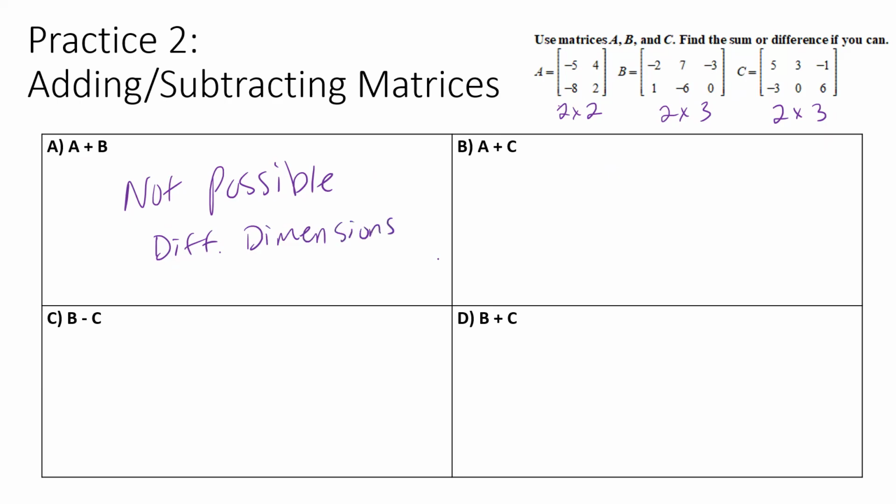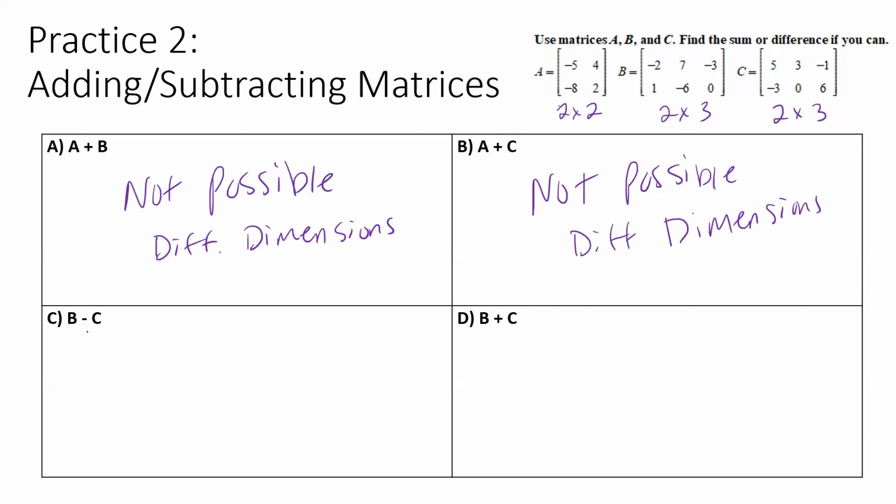You see how that works? Okay. What about A plus C? Can I do that? Not possible. Why is it not possible? Does have same numbers, different dimensions. Okay, so again, the dimensions have to be the same.